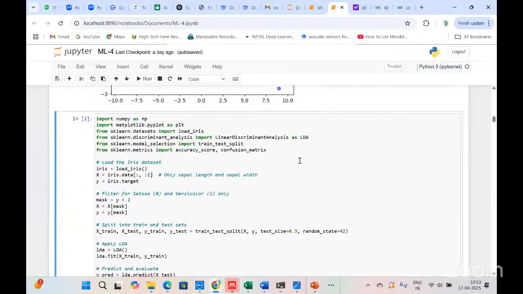So look at the board, stop writing. I am showing the execution of the data. I told you that I have trained the data on 3 data sets, 3 different types of flowers. Now I will test the data by using linear discriminant analysis. You can observe this.